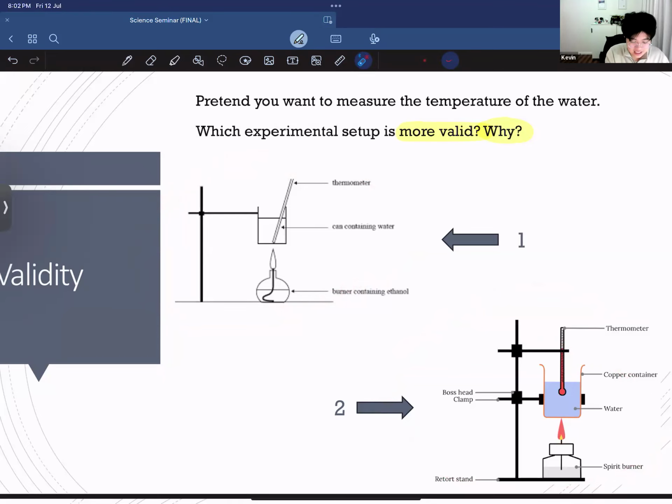Okay, but the biggest thing that is different is the thermometer. Look at this one. It's touching the container. It's touching the can. That means you're measuring the temperature of the can instead of the water. All right. Now, this one is submerging the water, like around the middle of it, right? So you're actually measuring the water's temperature, not the can. So this one is more valid. Okay? Because you're actually testing the temperature of the water, which is possibly the aim of this experiment.